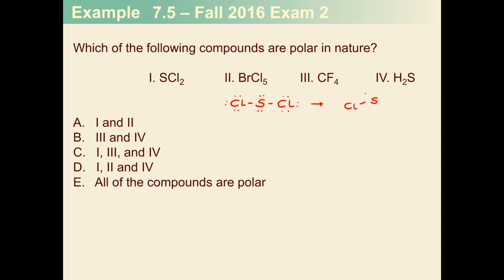So now with our sulfur, we are going to have 2 lone pairs, and this will be the bent molecular geometry. Because I have 2 lone pairs on my central atom, and they are not canceling themselves out, this would be considered a polar molecule. So number 1 is a viable possible answer. Let us go ahead and look at number 2.